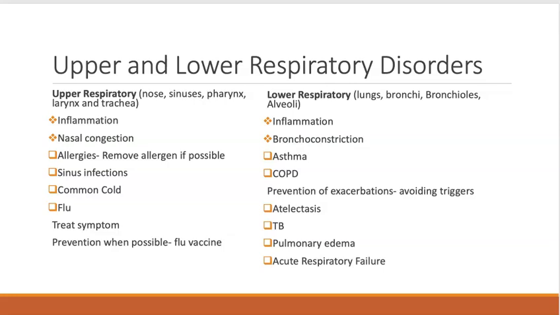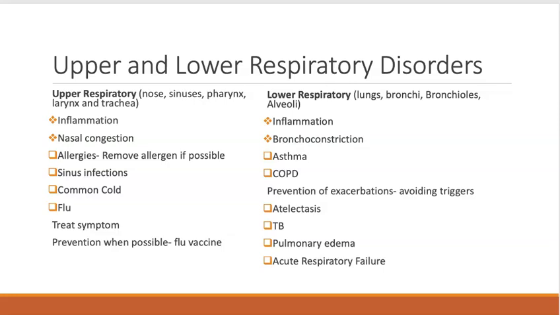the bronchioles. You have inflammation like bronchitis, I'm sure you guys have heard of. You can see pneumonia. This also includes asthma and COPD, which is chronic obstructive pulmonary disorder. Usually COPD is an umbrella term where you have chronic bronchitis or emphysema. Atelectasis, so we're not bringing air all the way down to the bases of the lungs, tuberculosis, pulmonary edema, and then acute respiratory failure are all disorders of the lower respiratory system, which is definitely more severe.